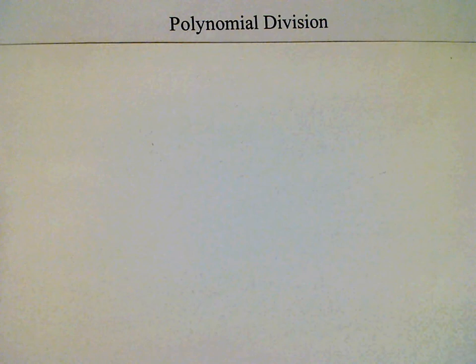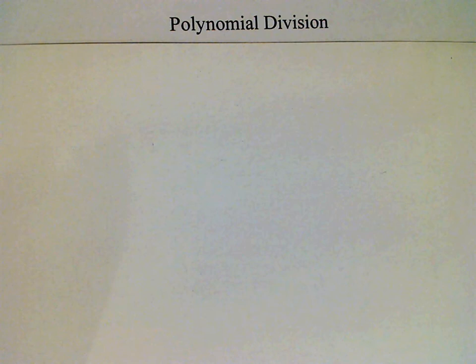Polynomial division can be classified according to two types. There's the easy division, and then there's the hard division. And these are distinguished by how many terms we have in the divisor. If the divisor is just a monomial, then we have easy division.